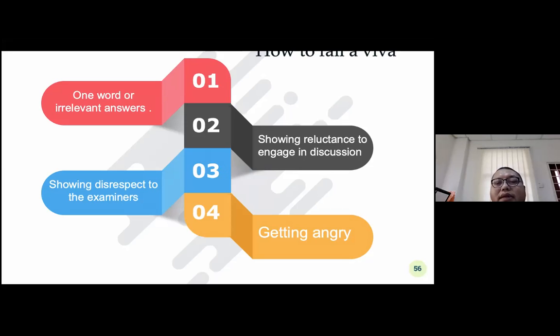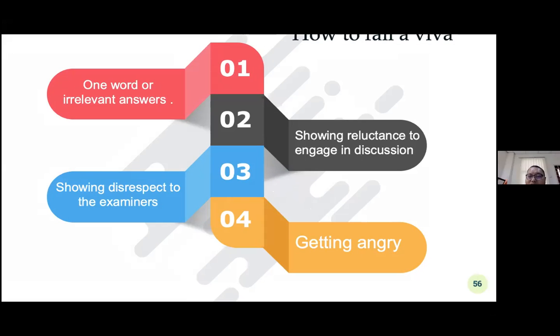So these are the things that you need to avoid. One word or irrelevant answers. Showing reluctance to engage in the discussion. Showing disrespect to the examiners, getting angry. So that's why you need to be prepared with your emotions.